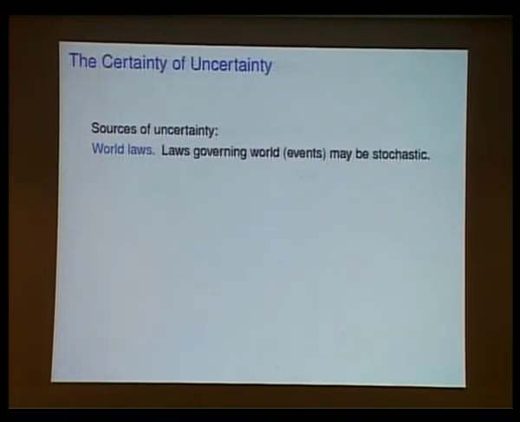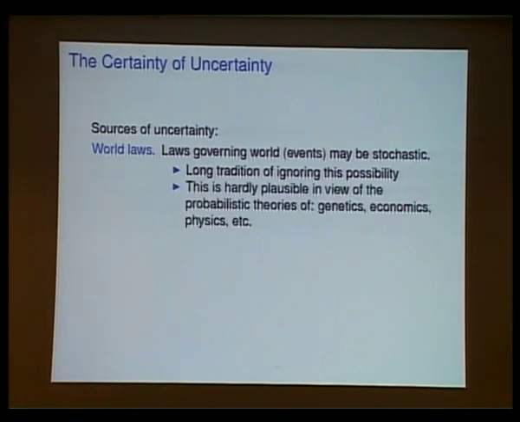Okay, so to start off, the certainty of uncertainty. I'm speaking primarily to at least semi-committed Bayesians of different varieties, but nonetheless I'll go through some of the motivational material. So there are three basic, there are no doubt others, but these are the three main sources of uncertainty in my worldview. Anyway, the laws of physics and other laws governing the way the world works may well themselves be stochastic. And in fact, a lot of our most successful theories are stochastic, such as genetics, economics, and so on.